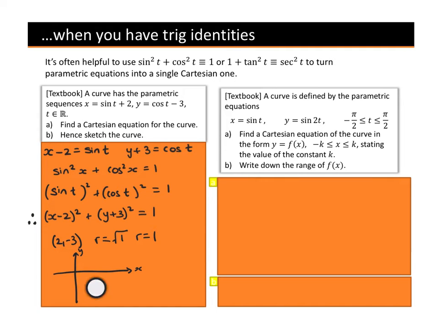Okay, or watch me do a magical circle. Look at that. Best circle I've ever drawn. Okay, you need to label the centre, 2 minus 3, and then show that the radius equals 1.